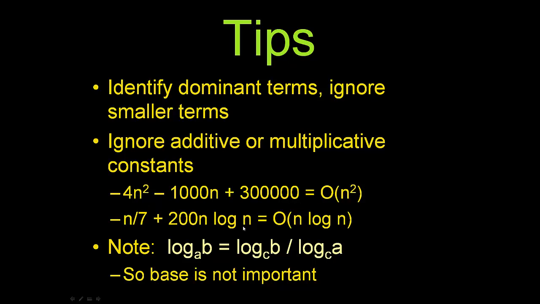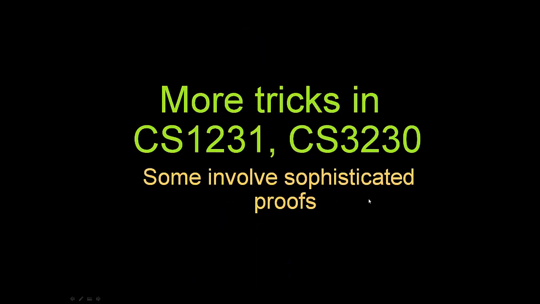Now, if you have this thing, then n divided by 7 plus this n log n is order n log n, because n log n will be bigger than n at some point, right? Now, note that because log of b base a is the same as log of b base c divided by log of a base c, in log, the base is not important at all because the base would just drop out as a constant. This is actually a rather complicated subject, and there are other classes at NUS that you can take later that will teach you more about how to compute the order of growth.